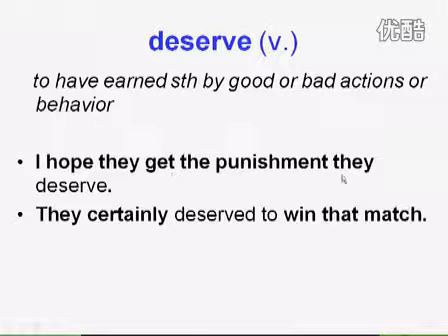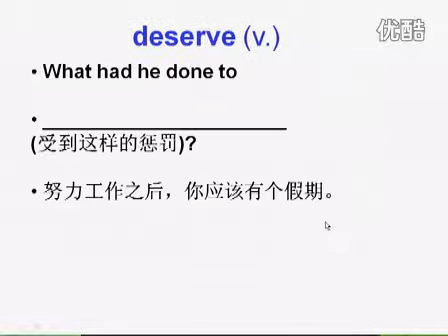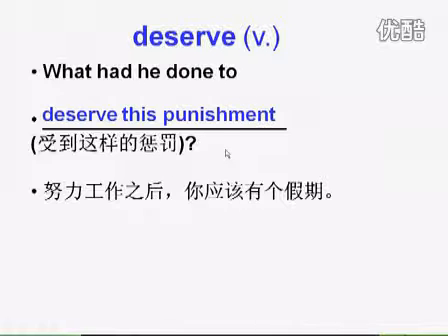他们应该得到的。They certainly deserved to win that match. 他们当然值得赢得这场比赛 right? Deserve to do. Deserve to win the match. Okay, now let's do the exercise. What had he done to 受到这样的惩罚 Okay, can you? Yeah. Deserve the punishment, such kind of punishment.